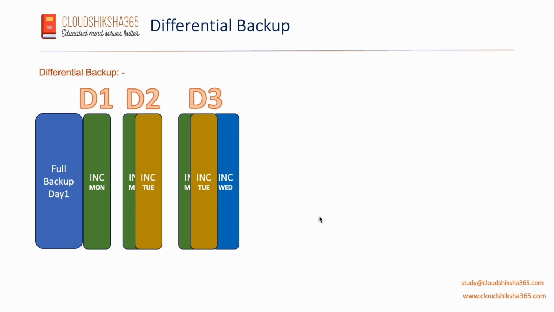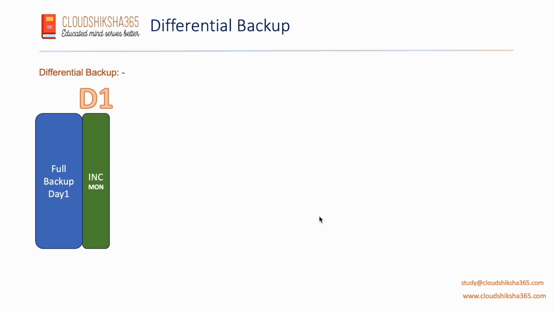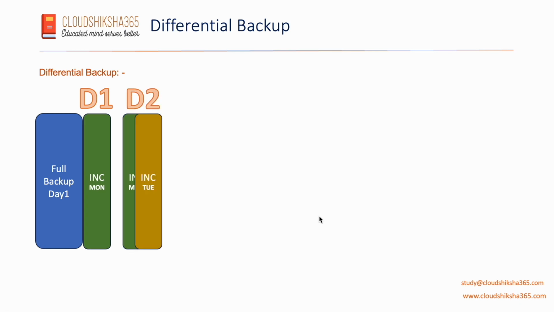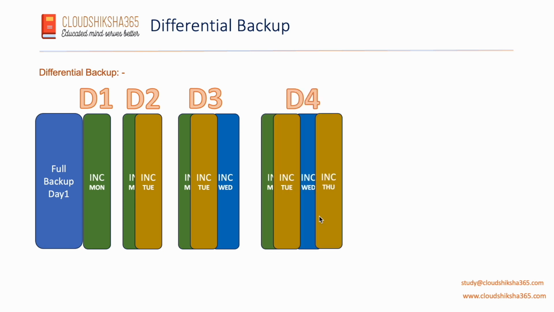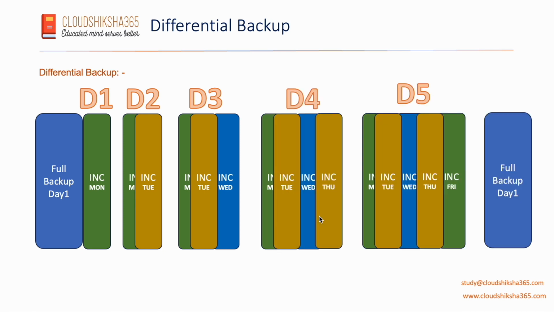Here what we saw is, day 1 changes, then day 2 has day 1 and day 2 changes, day 3 has day 1, 2 and 3 changes, then all 4 days changes, 5 days changes, until we go for the next full backup cycle. Now in differential backup, a bit more disk space is consumed, but it also comes with some advantages. Let's take the example now.